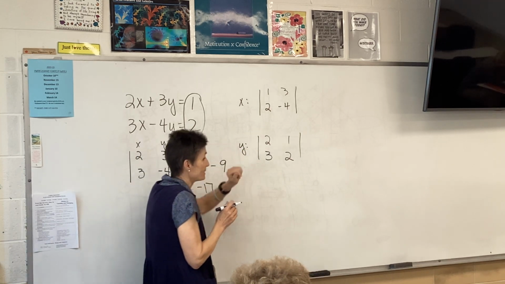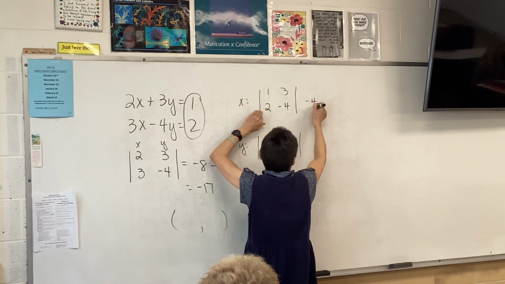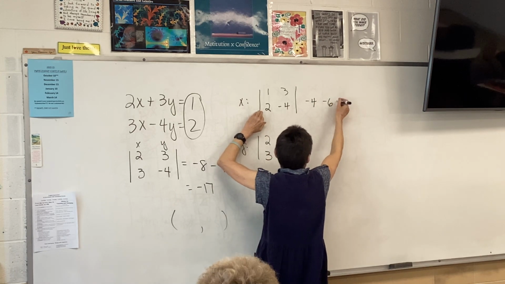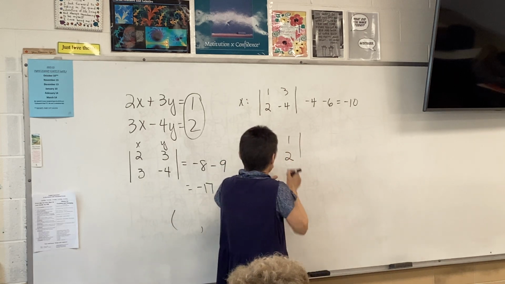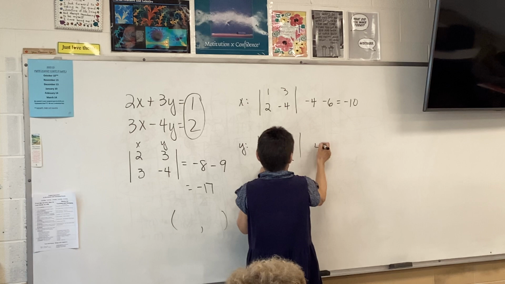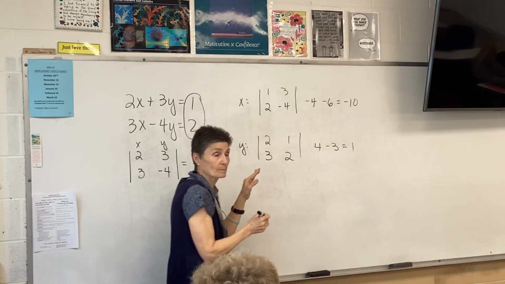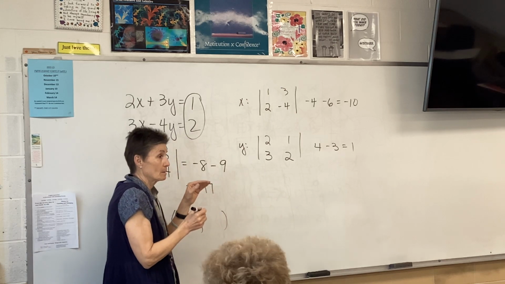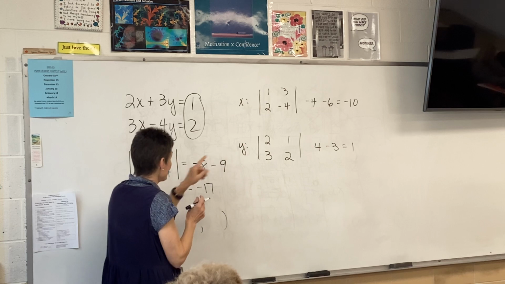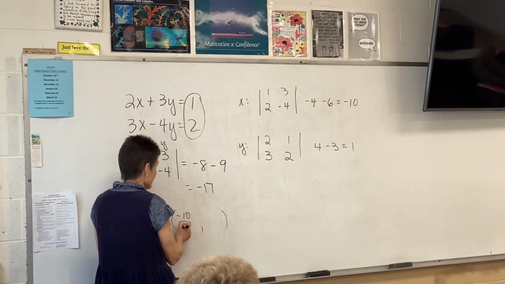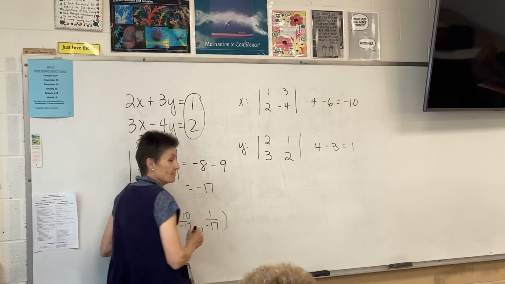Now let's evaluate these. So what do we get here? -4 minus 6, -10. And then 4 minus 3, 1. The answer to the question is -10 over -17 and 1 over -17.